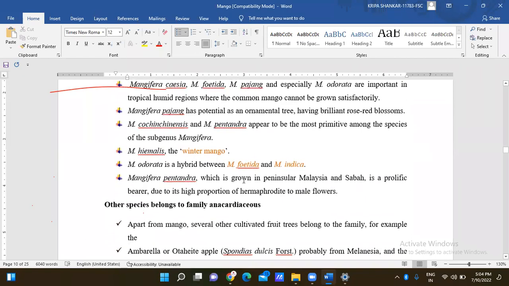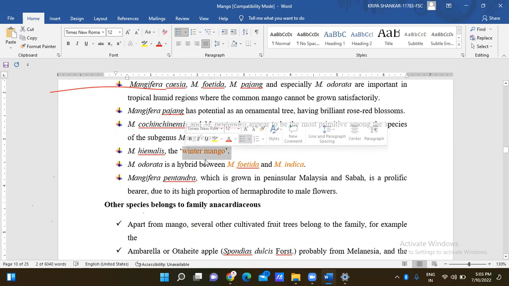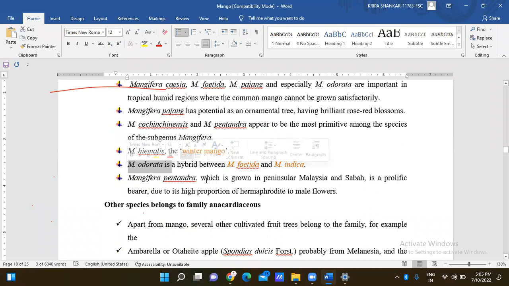Then what is the winter mango? Which species is called winter mango? That is Mangifera humilis. Then odorata, it's a hybrid between foetida and indica. Pentandra, as you know, is mostly grown in the Malaysian region, and it has a high proportion of hermaphrodite to male flowers. So remember that the species in which the ratio of hermaphrodite to male flowers is maximum is Mangifera pentandra. Okay.